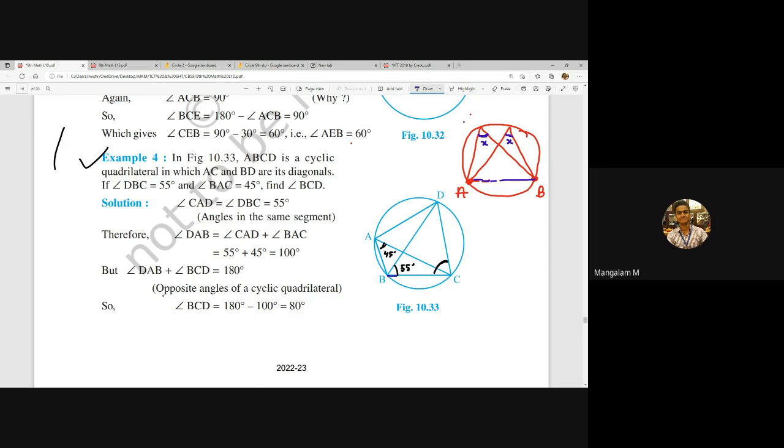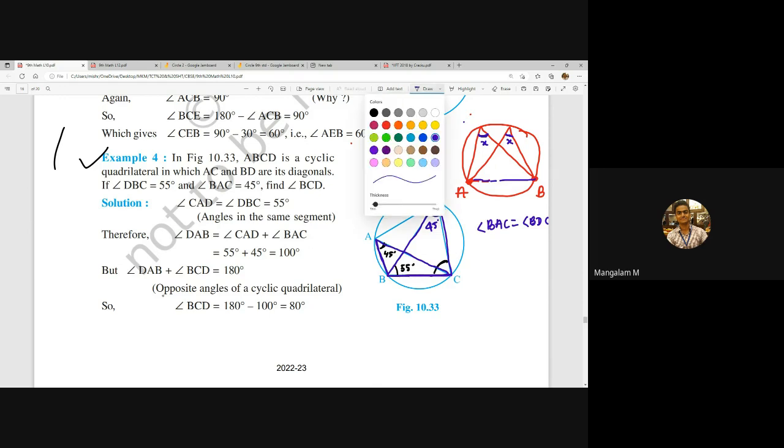So let us consider base BC. From base BC, there is an angle BAC, which is 45 degrees. And again, on the base BC, there is another angle, BDC. So angle BAC will be equal to angle BDC. Why? Because we know that angles on the same segment are equal. So it will be 45 degrees.